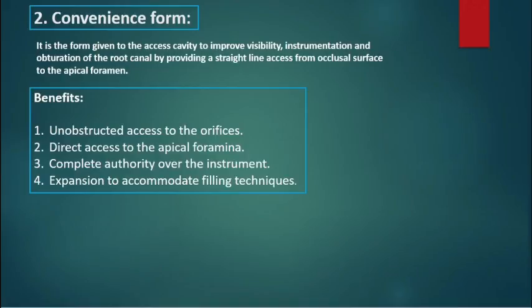Number 2, direct access to the apical foramen will help in reducing the chance of having unfortunate incidents such as fractures, ledges, or perforation. Number 3, complete authority over the enlarging instrument, so we will not have ledges. And finally, cavity expansion to accommodate filling techniques.